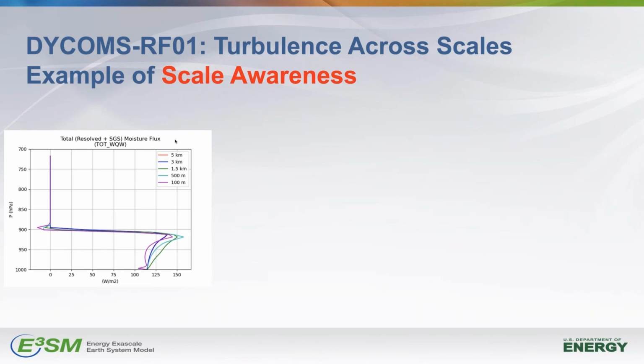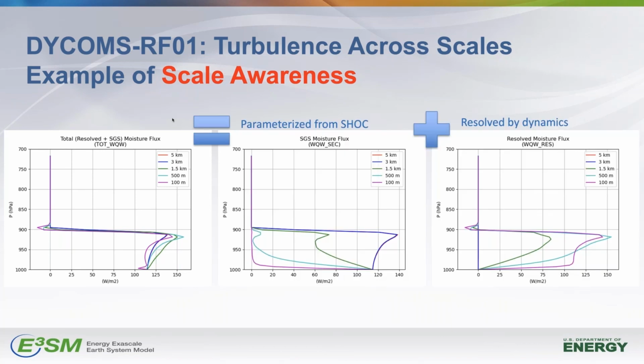So here we have a plot of the total vertical moisture flux produced by the Scream model for this case at all the resolutions. And while there are certainly some differences here in terms of the magnitude of fluxes, the agreement is generally reasonable for all the resolutions. What we would expect to be very different is the partitioning of these fluxes. The total moisture flux represents the sum between the subgrid scale parameterized flux and the resolved flux from dynamics.